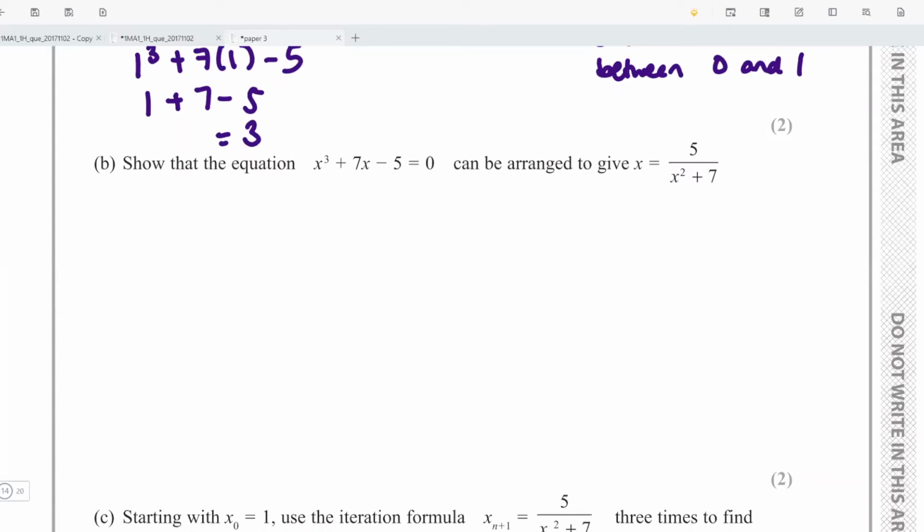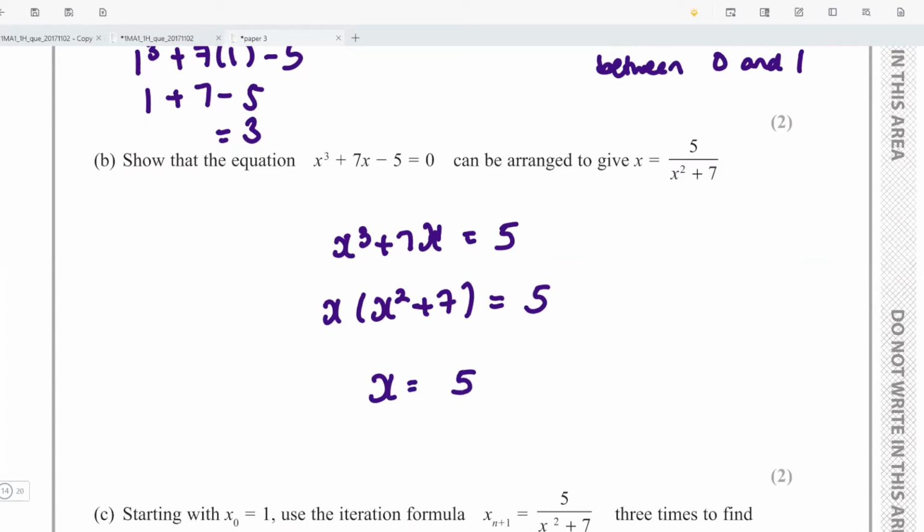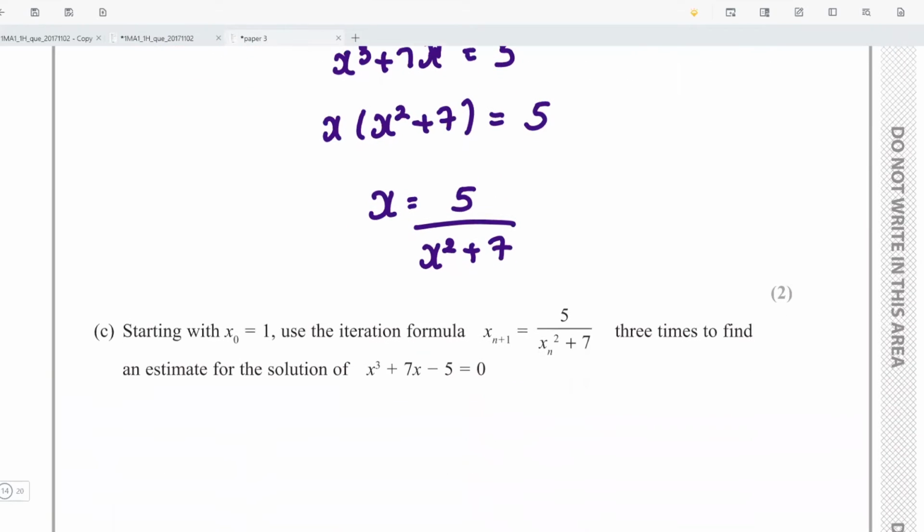So I want to end up with x equals, and I know my x squared at the bottom, and I know my 5 is on the other side. So let's get rid of the 5 first. x cubed plus 7x equals 5. Okay, so I think now I'm going to factorize an x out, and I'm left with x squared plus 7 equals 5. Oh, and I can now divide by the bracket. And there we are. I've rearranged exactly how they want me to rearrange. Okay. Next question.